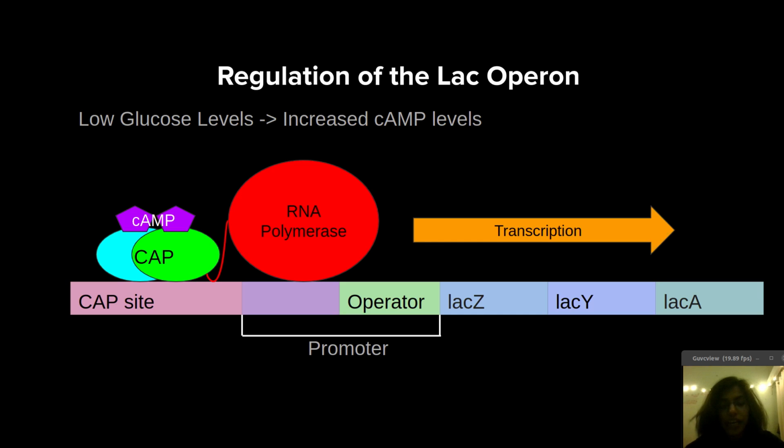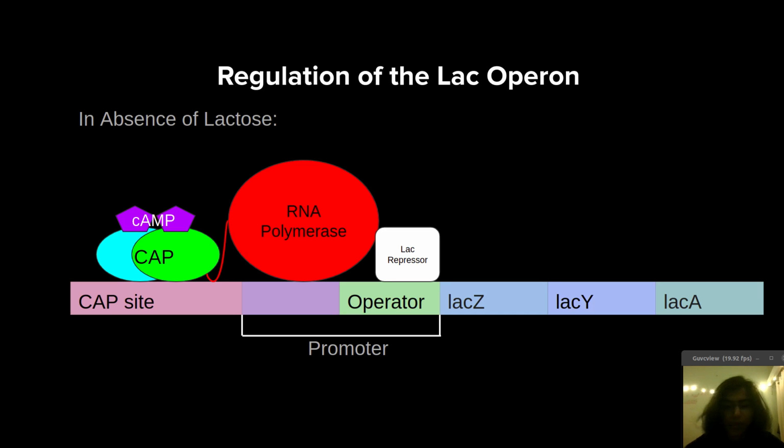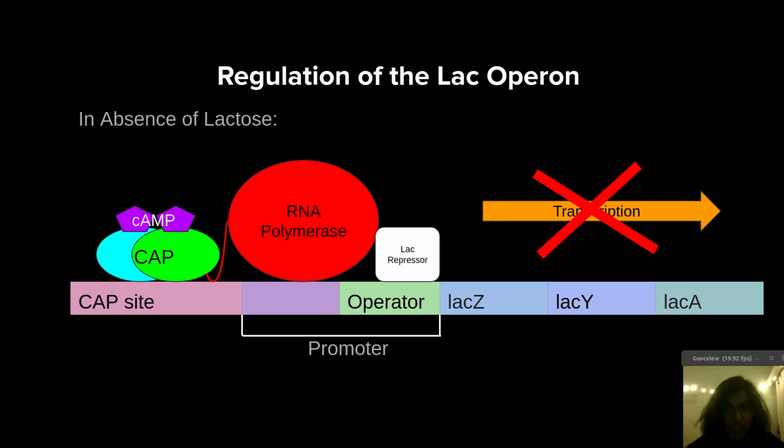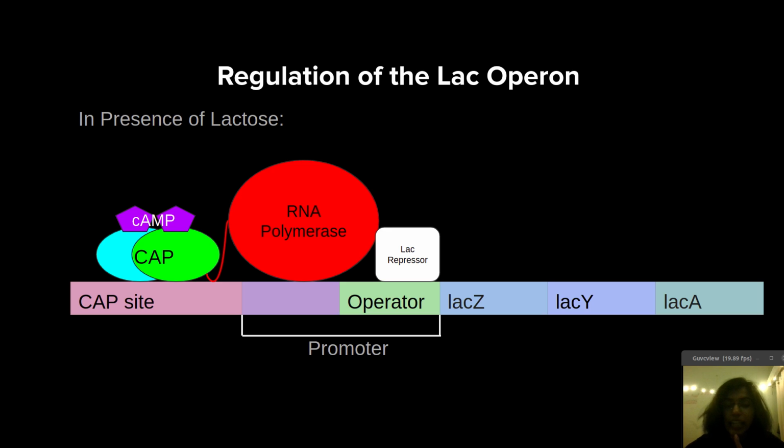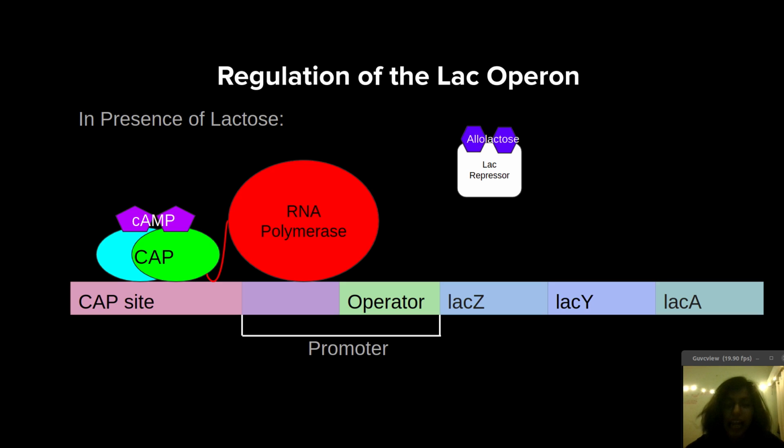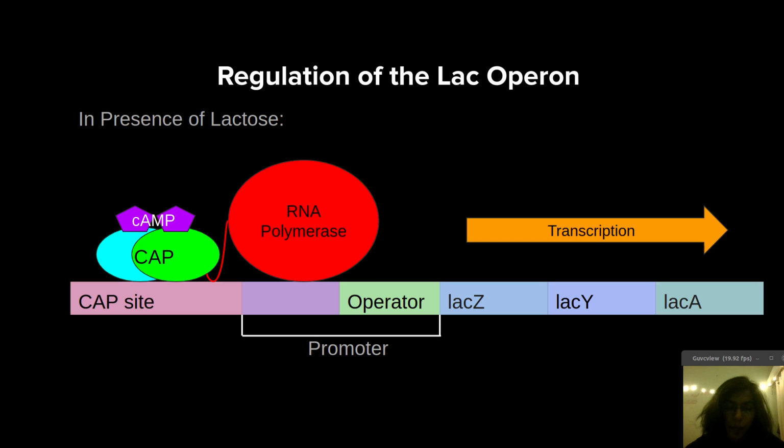Meanwhile, in the absence of lactose, lac repressor is bound to its operator site. Now, this acts as a roadblock, preventing RNA polymerase from transcribing the lac operon. But when lactose is present, it converts to allolactose, which binds to the lac repressor, causing it to release the operator site and allow transcription.